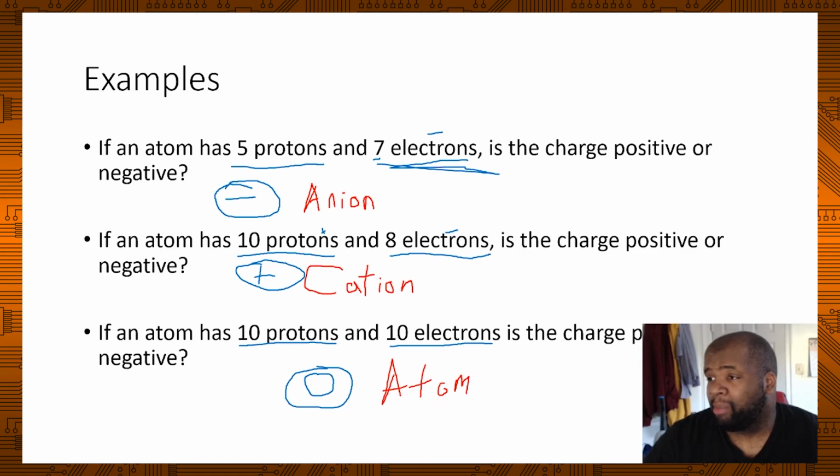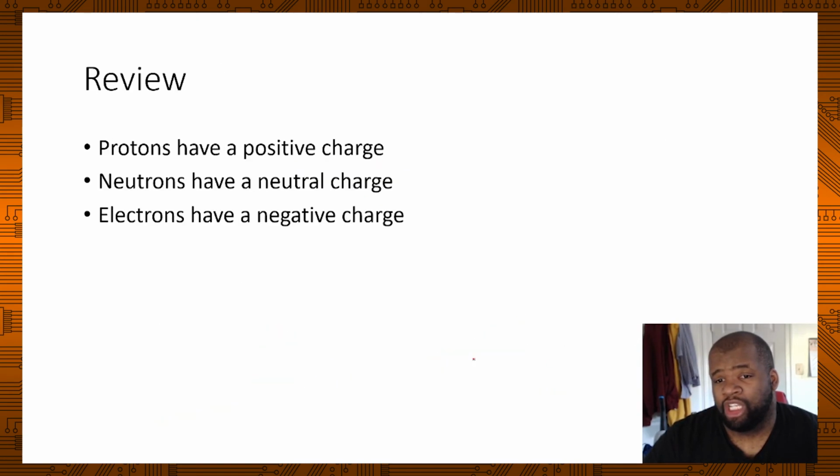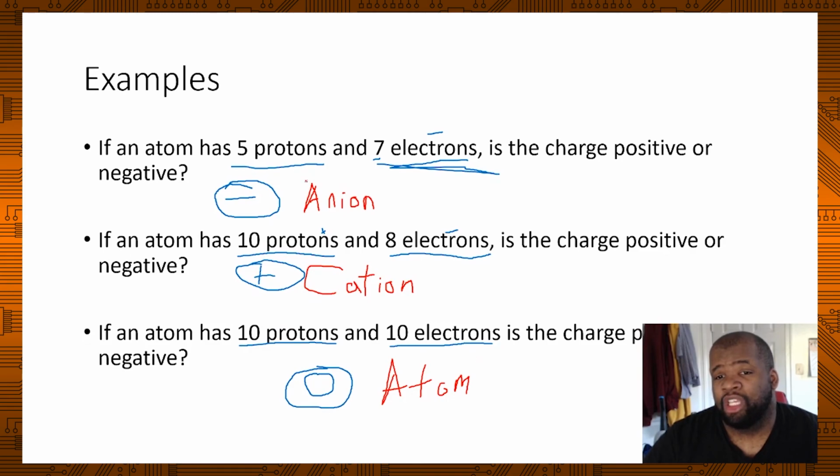So, I hope that makes sense. It's pretty quick and easy stuff. Technically speaking, you can give numbers to these charges, but I'm not stressing you guys out about that right now. I simply want you to be able to recognize if it's positive or negative. Is it a cation or an anion?